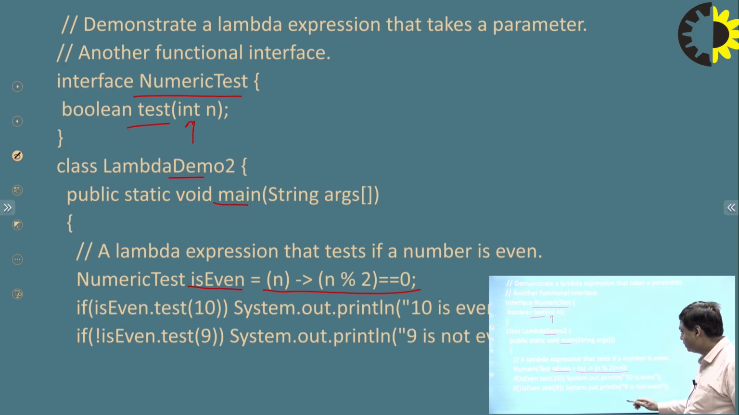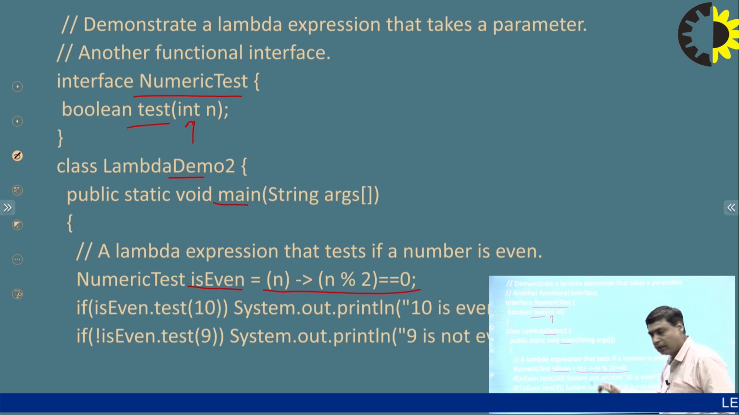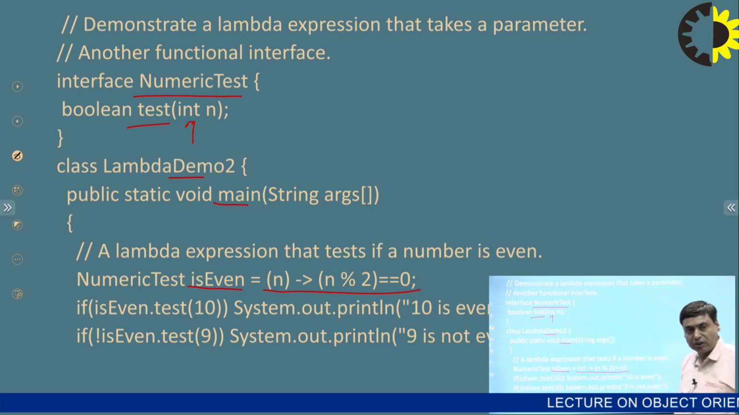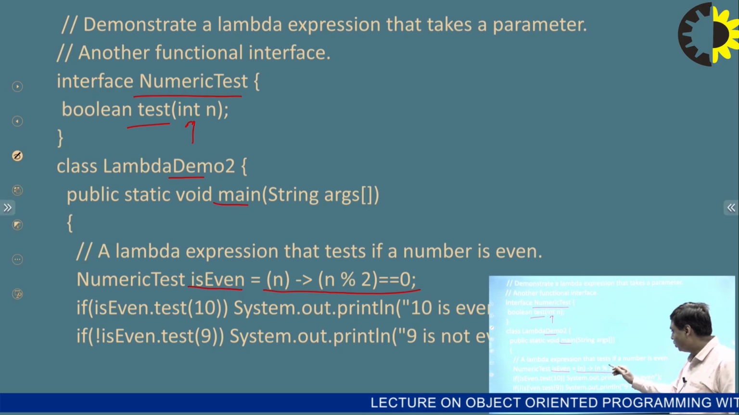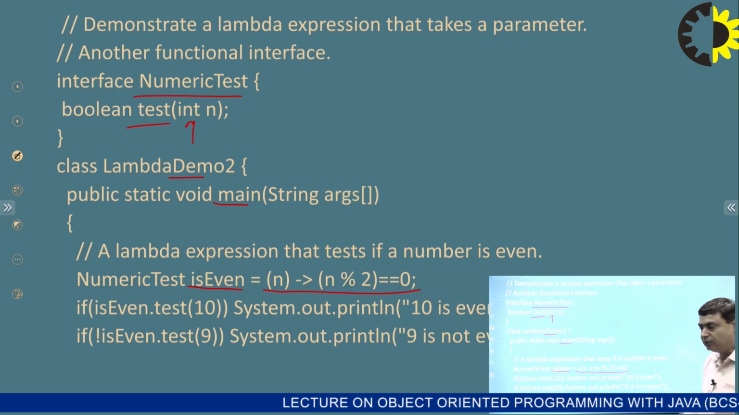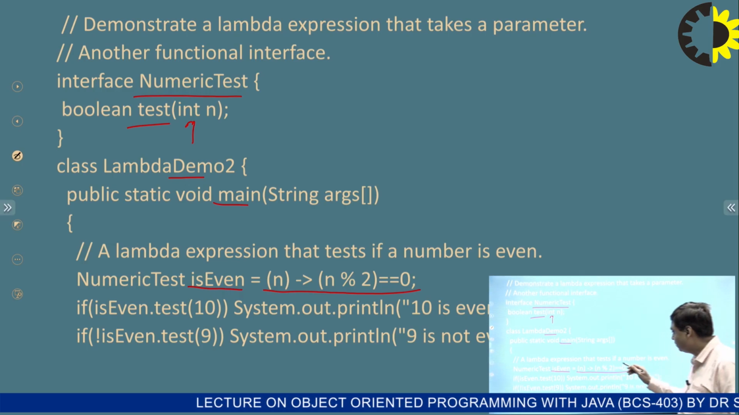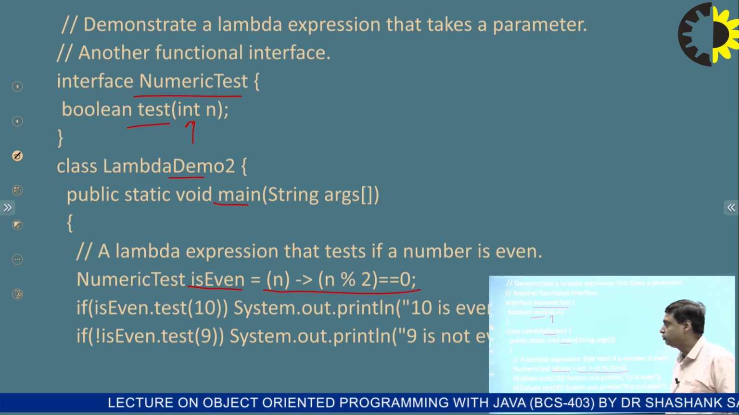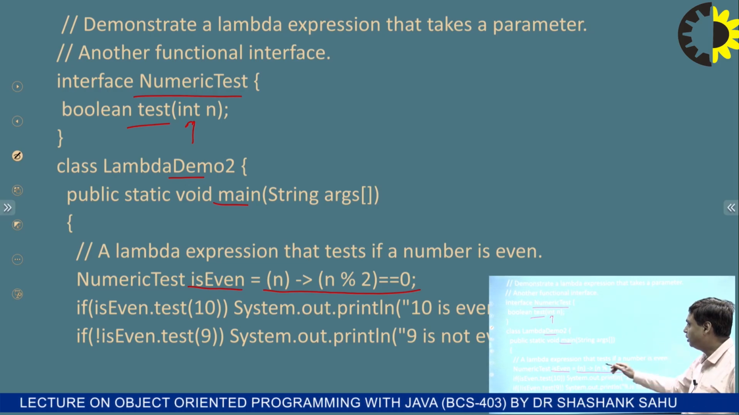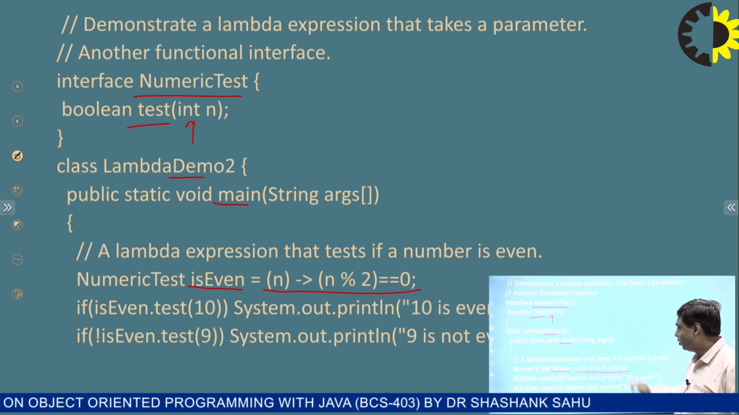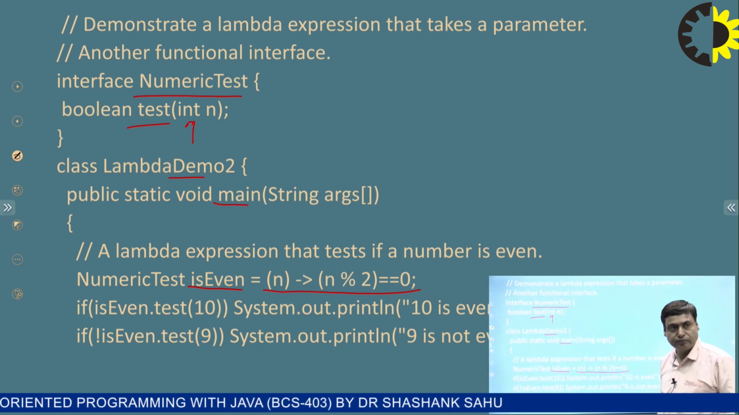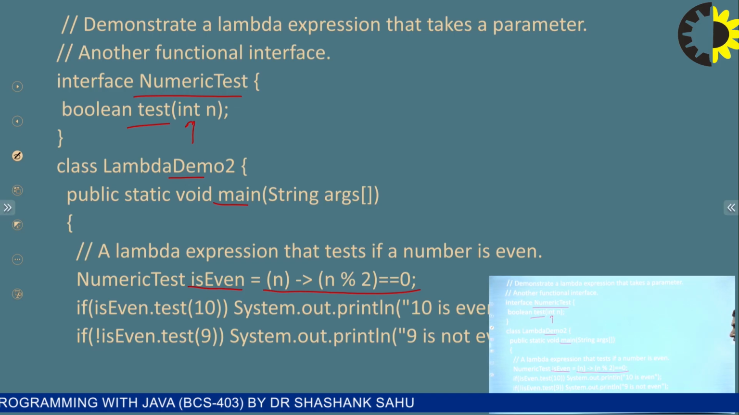This lambda expression is receiving a parameter n, then we perform a calculation to find out whether a value is even or not. If n modulus 2 is equal to 0, the value is even. If this condition is satisfied, it will return the value. It will check whether the value is even or not, so it will return the boolean value, true or false.